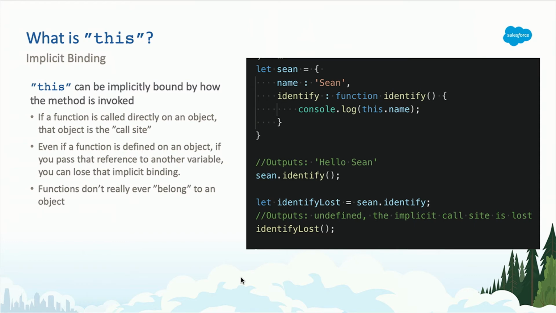Now, there's some danger with using implicit binding because you can actually break that implicit binding.